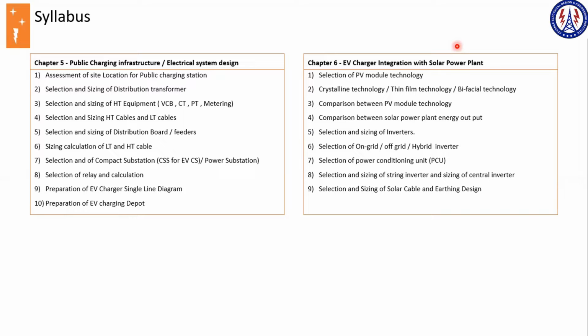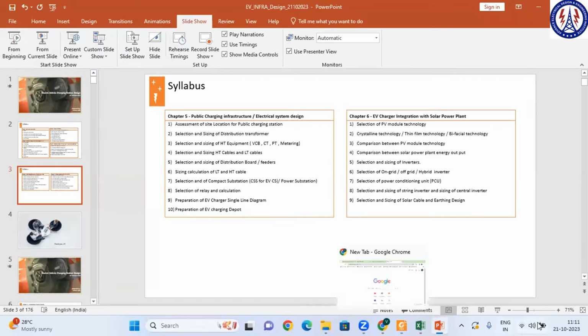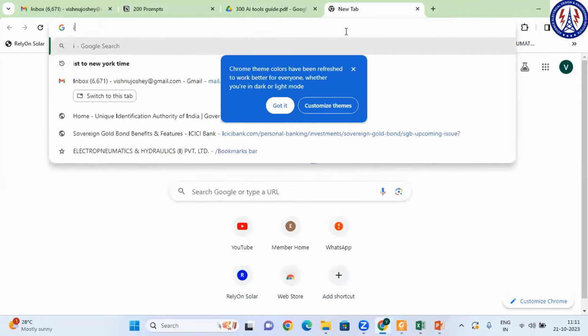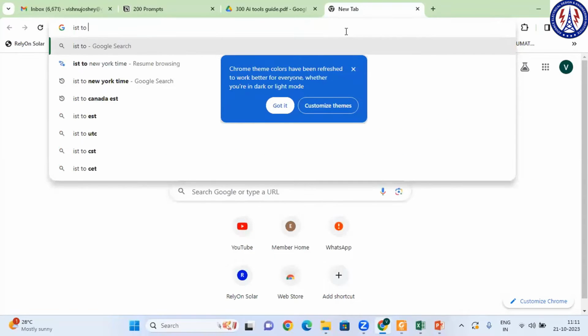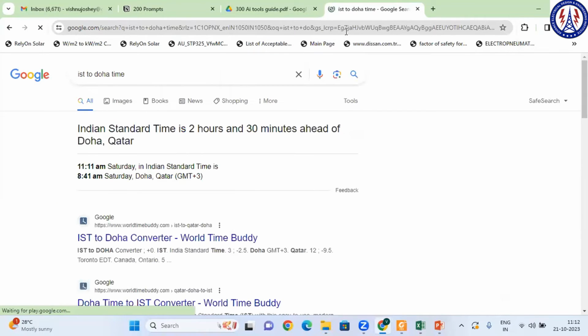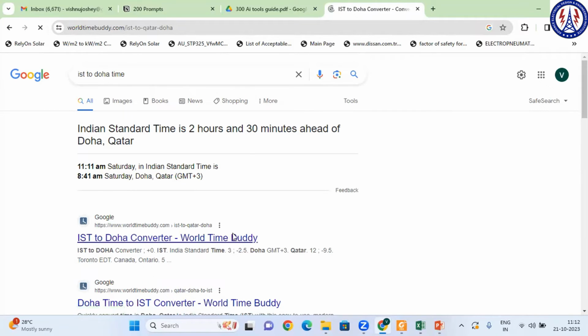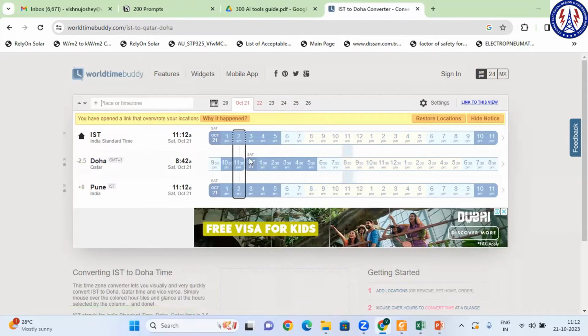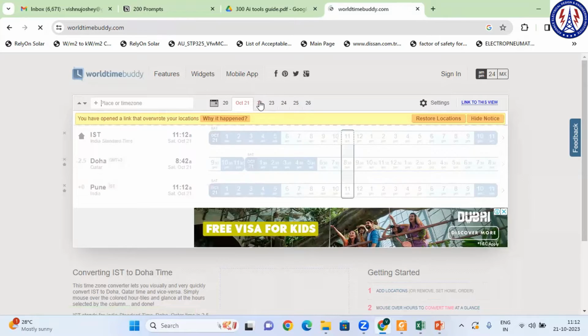And what else remains? Let's check the schedule, to cross-verify. We'll just finalize the time. What is Doha time? Doha time, yes. 2.5 hours. It should be easy to manage, right? So let's say today it's Sunday, if I plan.